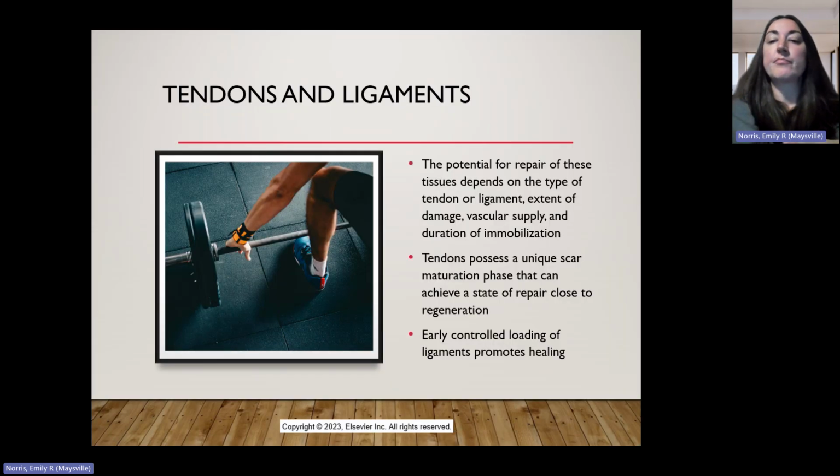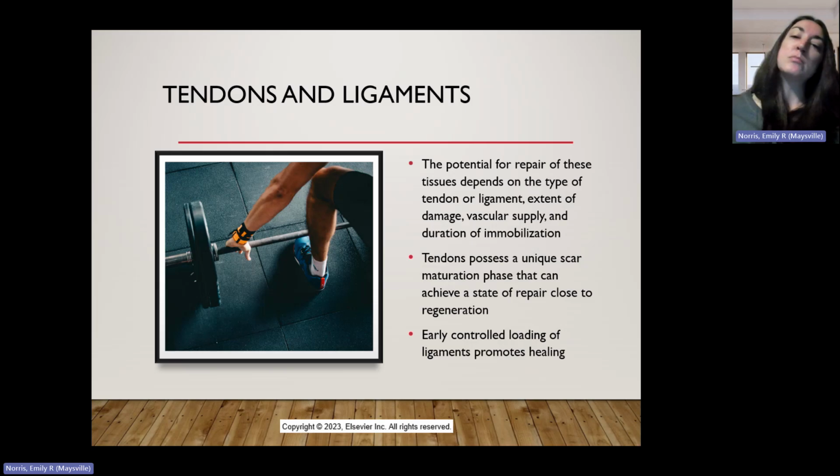For tendons and ligaments, their ability to repair depends on what type of tissue it is, whether it's a tendon or ligament, and where in the body it is, the extent of damage, their vascular supply, because each one is different depending on where it is in the body, and how long they're immobilized. Tendons actually have a unique scar maturation phase that helps them achieve a state that's close to normal strength and regeneration. It's important to do some controlled loading of ligaments to promote their healing and strength as they heal.